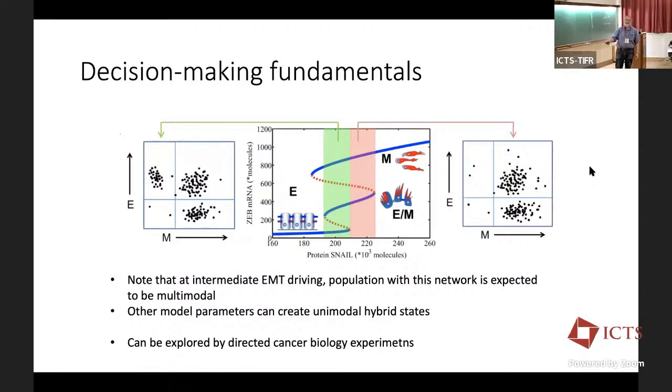Well, at low levels of snail, if you don't induce it and the cell starts out as epithelial, it remains epithelial. So here you have epithelial cells. Then if you induce it to a very high level, you have mesenchymal cells, they're up here. And if you induce it to an intermediate level, what you get is a new possibility, something that we call a hybrid cell. It's written as E/M, at least the way we think about it.